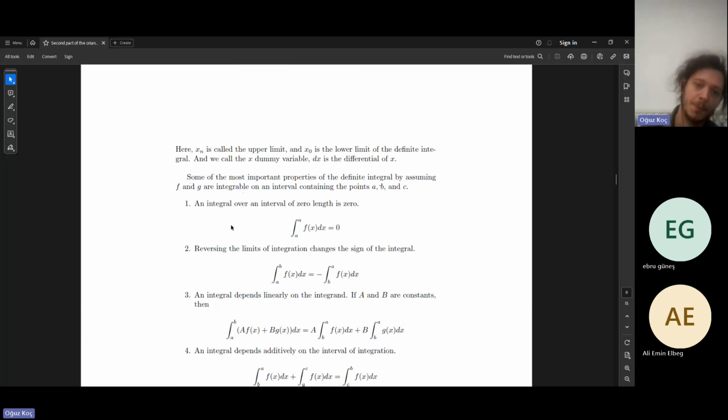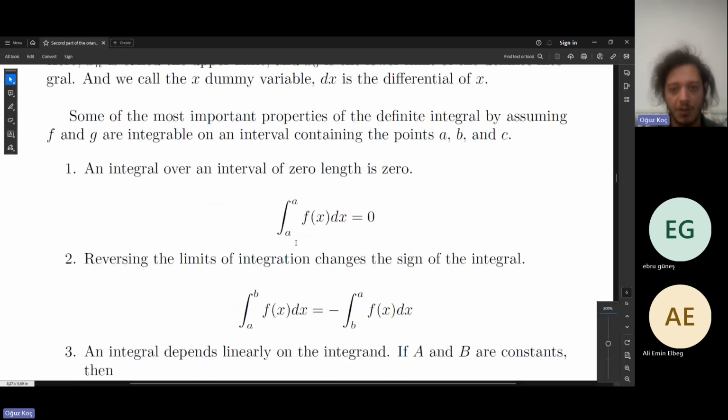And for the first property, we have the case of an interval of length 0. Why is the length 0 here? Because the upper and lower limits are the same, and the difference between those values is equal to 0. Therefore, the distance is 0, so it's an interval of length 0. When the upper and the lower limits are the same, the function's integral is equal to 0. This is our first property.